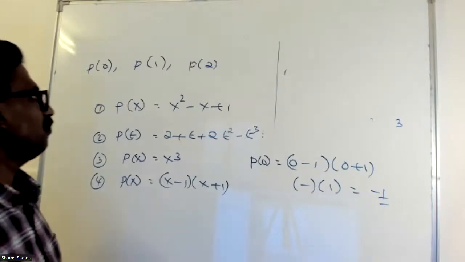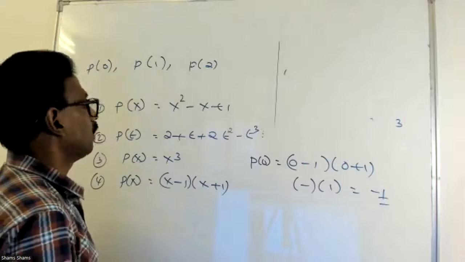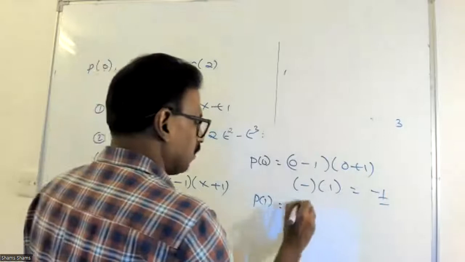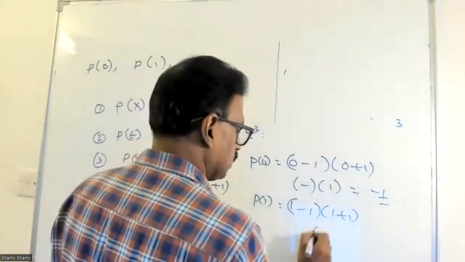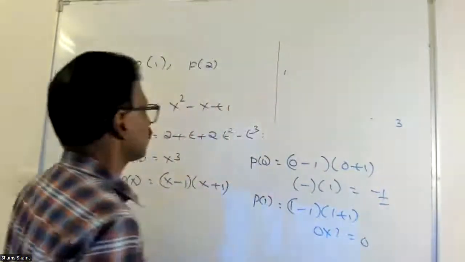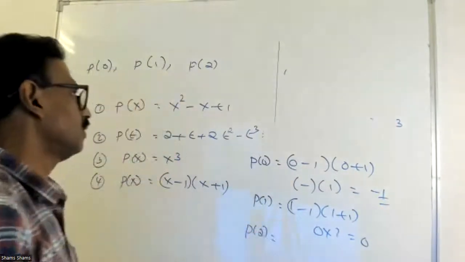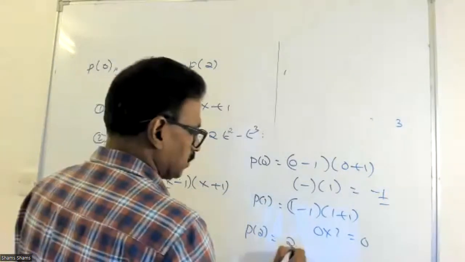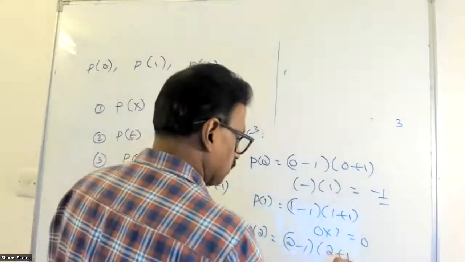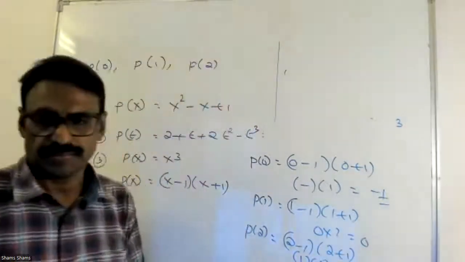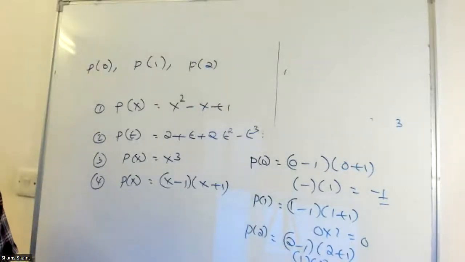Then, P of 1. P of 1 is 1 minus 1 into 1 plus 1. That is 0 into 2. Answer is 0. Then P of 2 equal to 2 minus 1 into 2 plus 1. 1 into 3. Answer is 3. Okay. So these are the answers. That means answer is minus 1, 0, 3. Minus 1, 0, 3. Okay, check all.